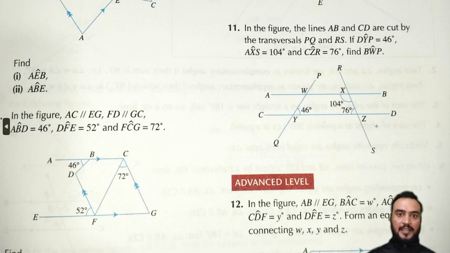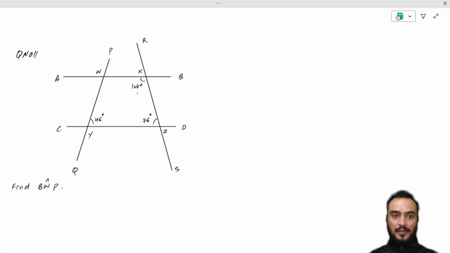So question number 11 is: in the figure, the lines AB and CD are cut by the transversals PQ and RS. If DYP is equal to 46 degrees, AXS is equal to 104 degrees, and CZR is equal to 76 degrees, find BWP. So this question is not as complex as it looks. We have to find the angle BWP.